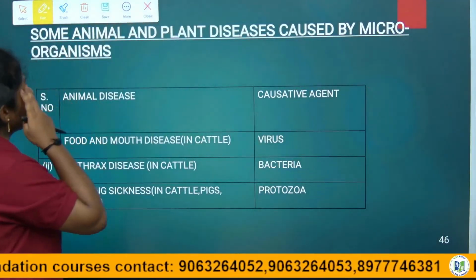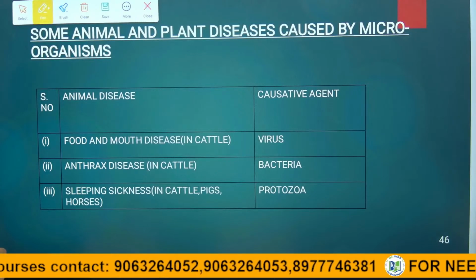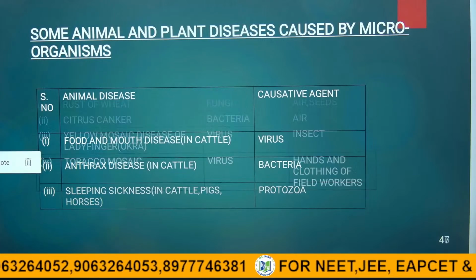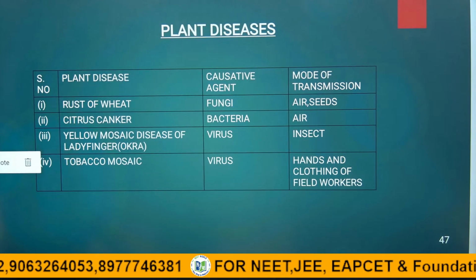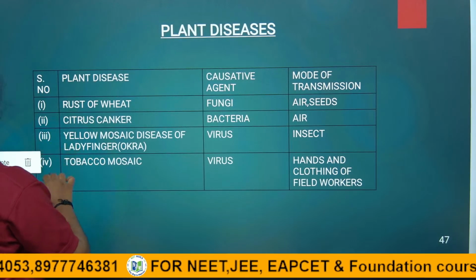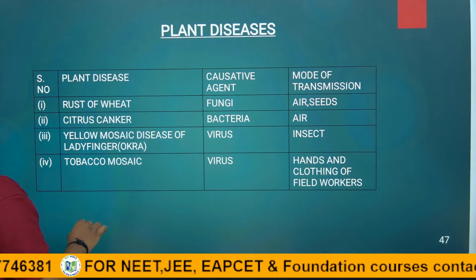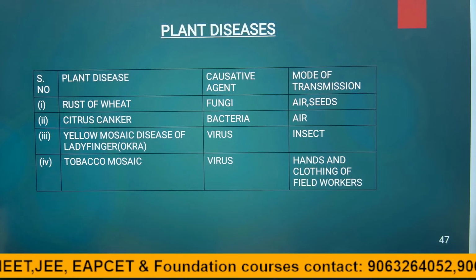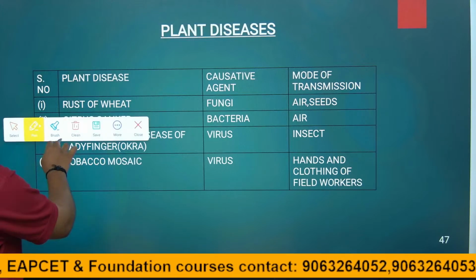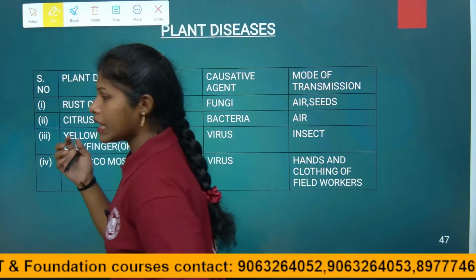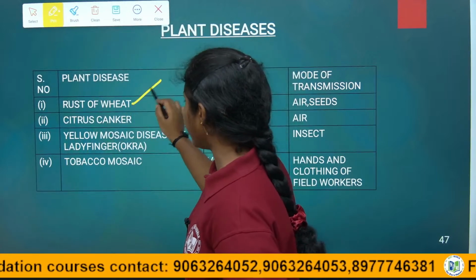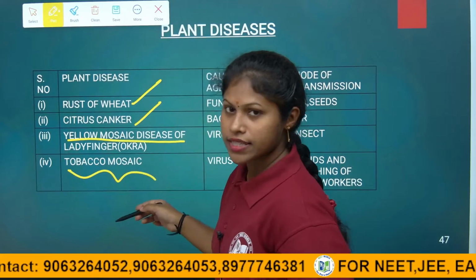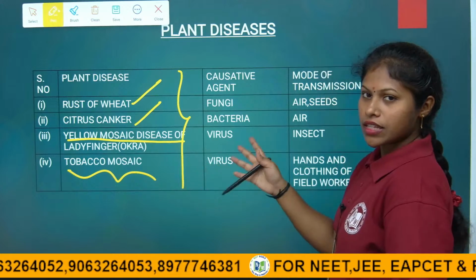So here comes the plant disease in the picture. Mainly you see the yellowing of the leaves, right? And wilting of the leaves, and no standard growth. Those are mostly seen in plant diseases. Some of the diseases are rust of wheat, citrus canker, yellow mosaic disease in ladyfinger, and tobacco mosaic virus. These are some of the main diseases that occur in plants.